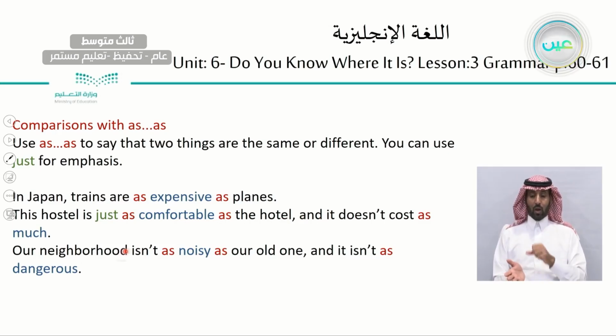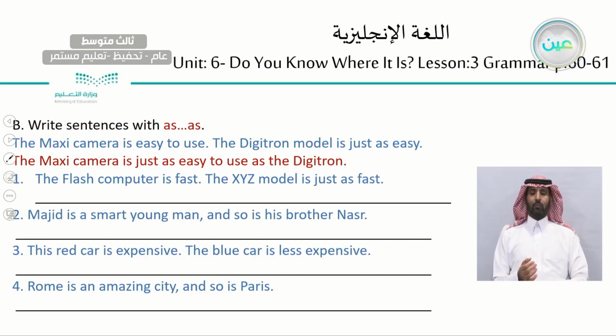Our neighborhood isn't as noisy as our old one, and it's not as dangerous. Okay, so we can use it with the negative or regular sentence. For more emphasis, we use just. Okay? To practice this exercise, look at exercise B.